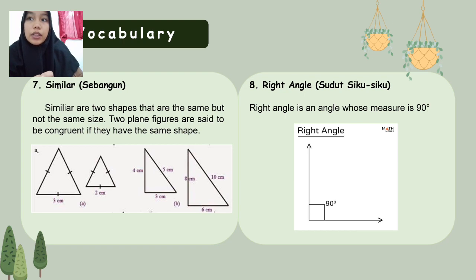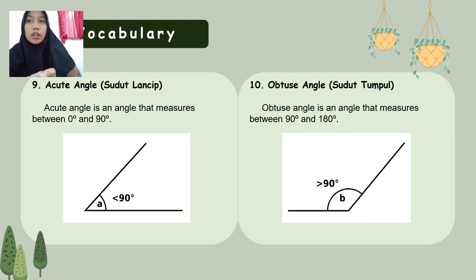Next we have acute angle. In Indonesian we say sudut lancip. Acute angle is an angle that measures between 0 degrees and 90 degrees. Next we have obtuse angle. In Indonesian we say sudut tumpul. Obtuse angle is an angle that measures between 90 degrees and 180 degrees.